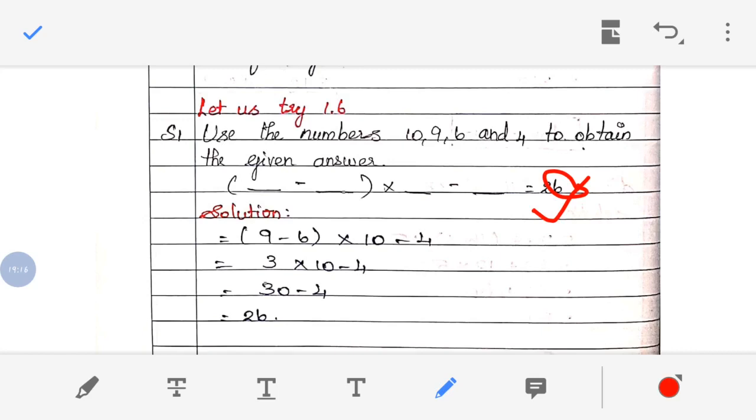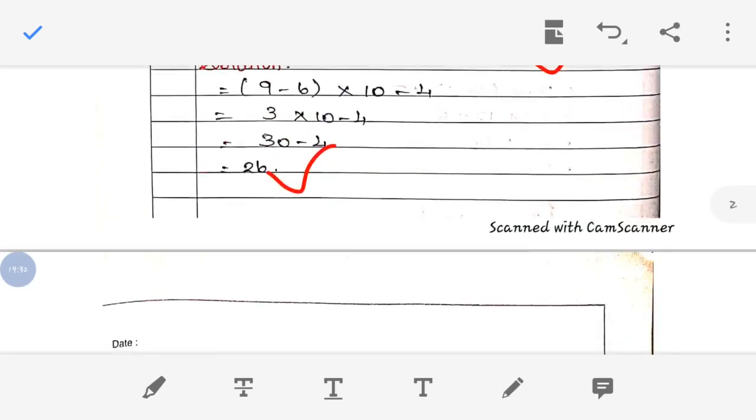Keep the BODMAS rule in your mind. Whatever is inside the bracket, we perform first. Then we perform the multiplication, and only after that the subtraction. According to that, if you perform, you will get the same answer. Okay, so let's move on to the next question.